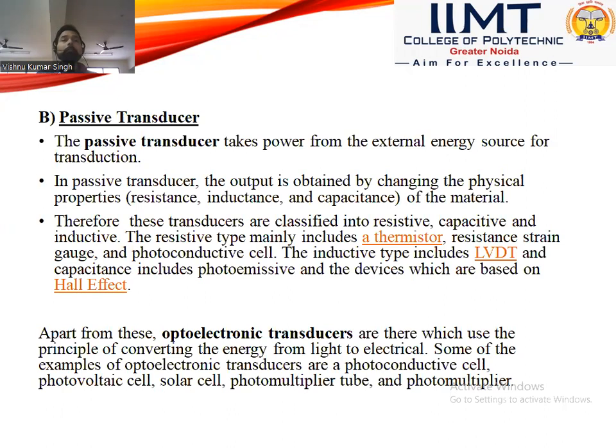The resistive type mainly includes the thermistor, resistance strain gauge, and photoconductive cells. The inductive type includes LVDT, and the capacitive type includes photoemissive devices and devices based on the Hall effect. Now, apart from these, there are optoelectronic transducers, which use the principle of converting energy from light to electrical. Some examples of optoelectronic transducers are photoconductive cell, photovoltaic cell, solar cell, and photomultiplier tube.